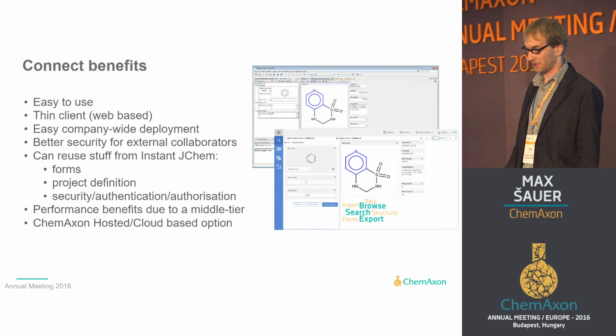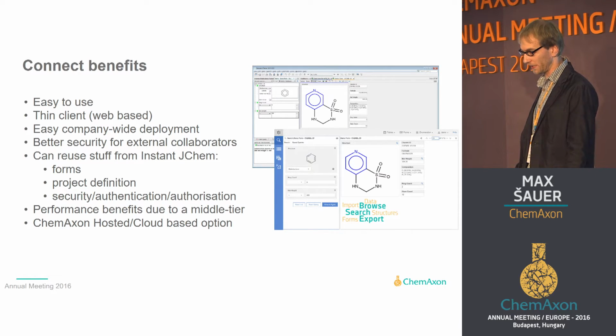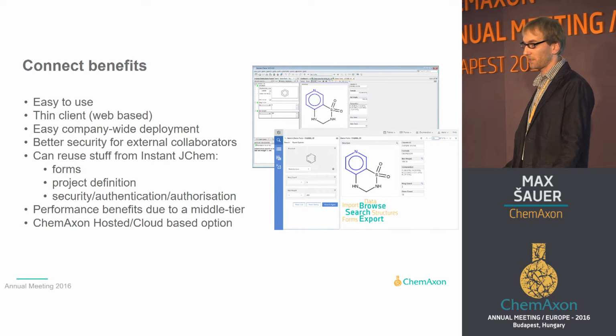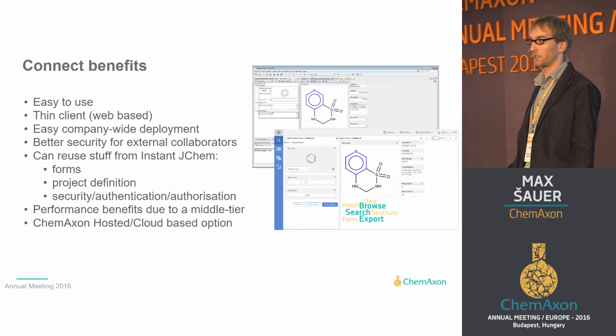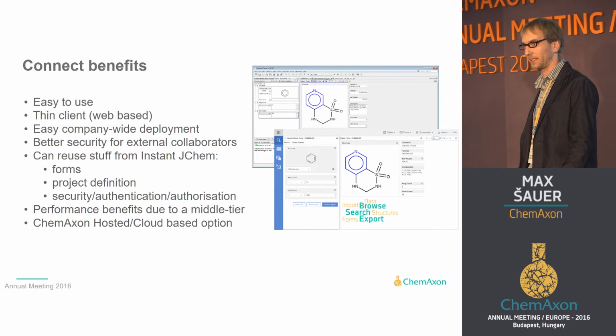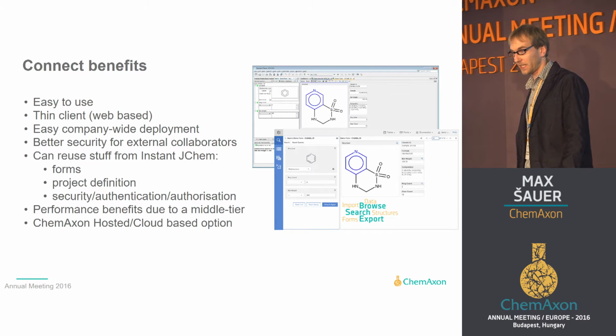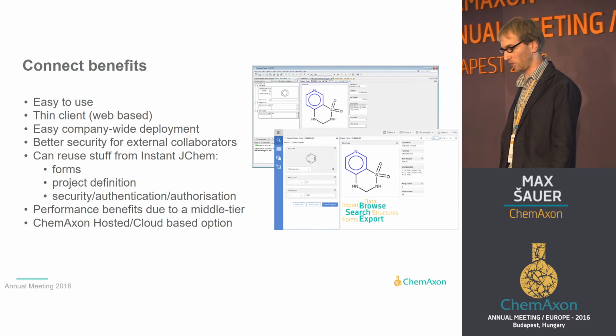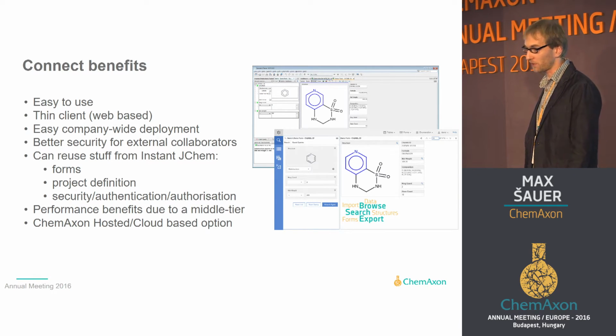Other advantage is the easiness of the company-wide deployment, the ability to share your stuff with external collaborators. You can also use the security concepts you have in place in IJC, like all those roles you have defined, the ownership of items, visibility of structures. All this can be shared in Connect, and with a simple deployment, you will get all the benefits. There are also performance benefits, due to its architecture and the introduction of a middle tier, which IJC lacks. And last but not least, there is a ChemAxon hosted cloud-based option for you.